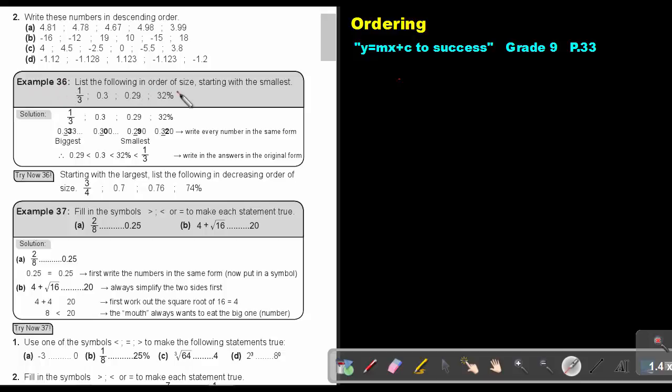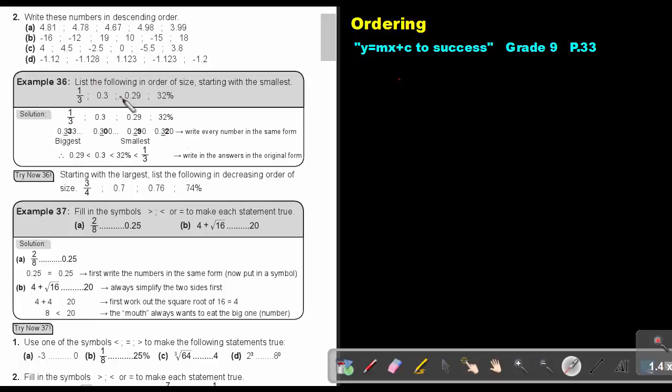List the following in order of size, starting with the smallest. Now look, this is a vulgar fraction, this is a decimal, this is a percentage. They must all be in the same form. So the best form will be to make everything a decimal fraction. So 1 divide 3 and write down the decimal. This is just 0.3, but remember, after the 3, we can put zeros. 0.29, and remember, if you want to make this percentage a decimal, you divide by 100. So you get 0.32, again zeros.